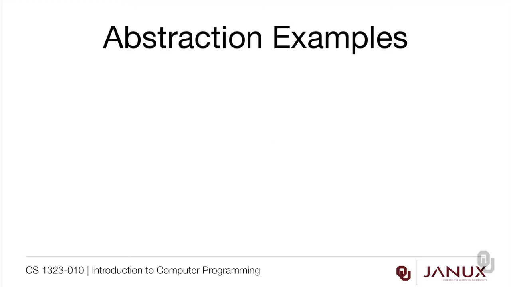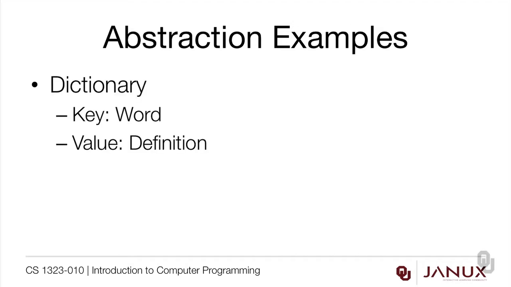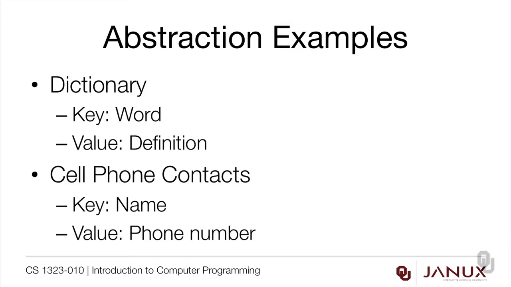Let me give you some other examples of similar things where we could use the same abstraction. Think about a dictionary. You have a key, those are the words in the dictionary, and the value would be the definition. So the abstraction that we create for environment variables would also work for a dictionary program. Think about cell phone contacts. The key would be the name of the person, and the value would be the phone number.